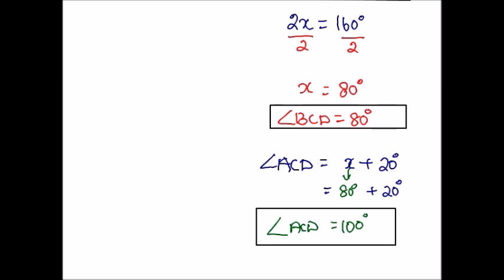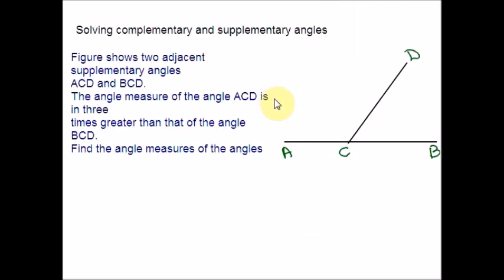Let me take an example on two adjacent supplementary angles, similar to this example. Please read the question once. Let x be the angle measure of the angle BCD. Then the angle measure of the angle ACD is 3 times greater than that of the angle BCD. So you just have to add 3x.